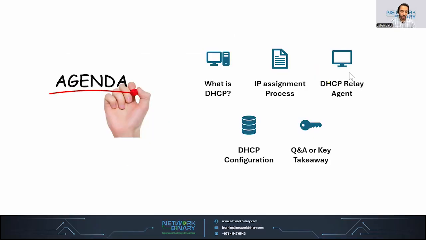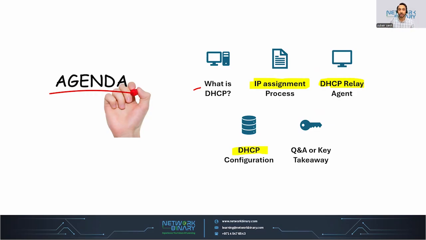In this lecture, at the very first, we will see what DHCP is. We will see why DHCP is needed. Then I'll be talking about the IP assignment process: what happens between the devices, the machine and the DHCP server, when they talk to each other to get an IP address or offer an IP address. Then I'll be talking about the DHCP relay agent, what happens when the DHCP server is on another network. Additionally, I'll show you the DHCP configuration.